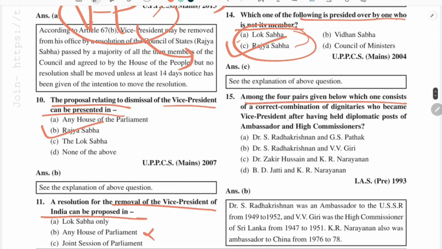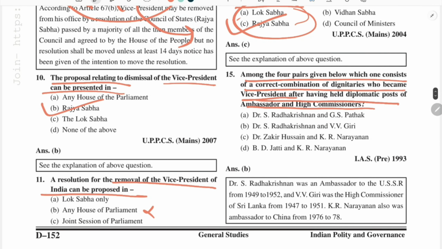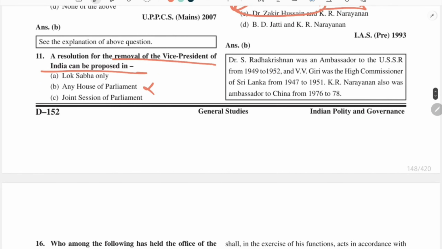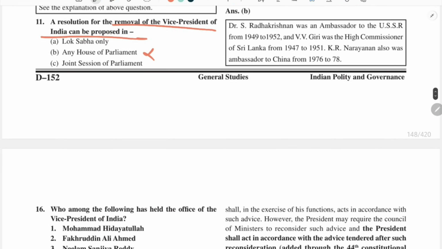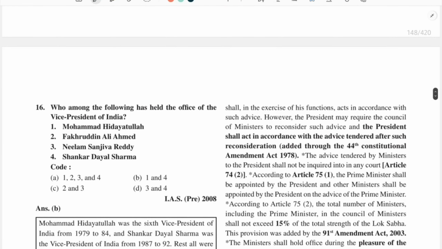Among the four pairs given below, which one of the following consists of a correct combination of dignitaries who became vice president after having held diplomatic posts? So this is a very static question, which is not generally asked. So the answer is Radhakrishnan. And Radhakrishnan is the person who has been elected 2 times as vice president. So the answer is B. What you can remember is not so important.